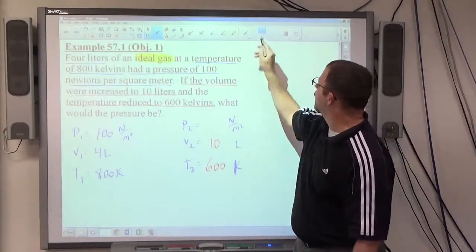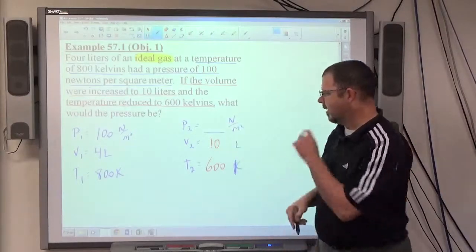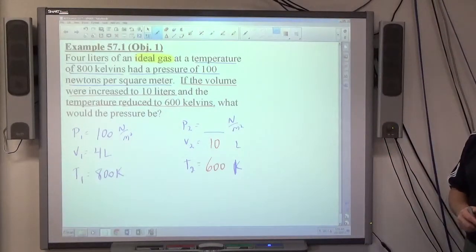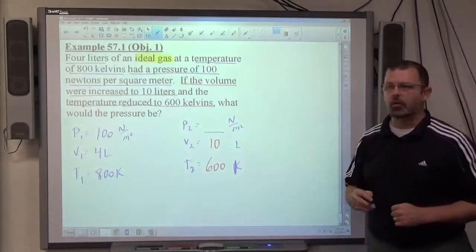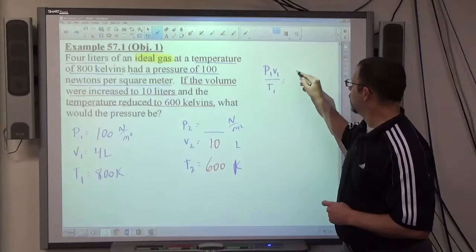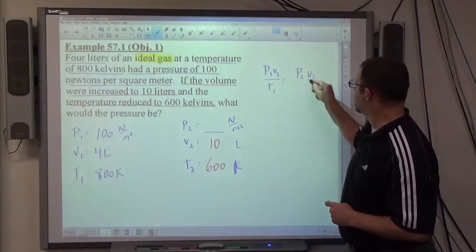What would the pressure be? That's what we don't know. So we're looking for that. And again, I get all that information. I get 5 numbers. I've got a 6 variable formula. P1 V1 over T1 equals P2 V2 over T2.